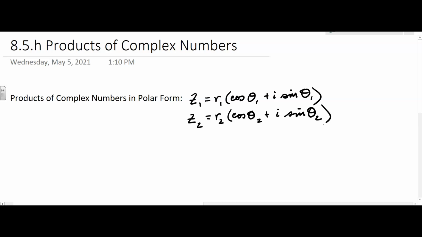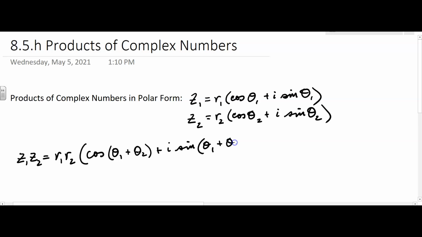Then if you want to multiply them, if you want to take z1 times z2, the way to do that is you multiply the two r's, so r sub 1 times r sub 2, and then you add the angles. So it's going to be cosine of theta sub 1 plus theta sub 2, plus i sine theta sub 1 plus theta sub 2. And that's how you multiply them.